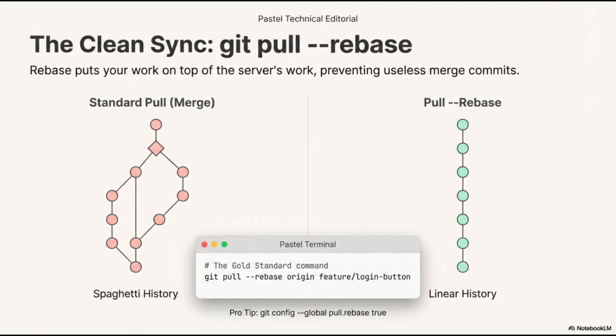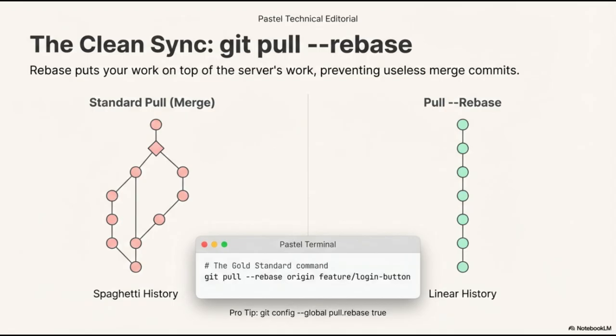Achieving a clean synchronization in Git is best handled through the git pull --rebase command. When we use a standard pull, which defaults to a merge strategy, we often end up with what is known as spaghetti history, a cluttered web of unnecessary merge commits that makes the project timeline difficult to follow. By choosing to rebase instead, Git takes your local changes and reapplies them on top of the latest work from the server. This results in the linear history shown on the right, keeping your commit log clean and chronological.